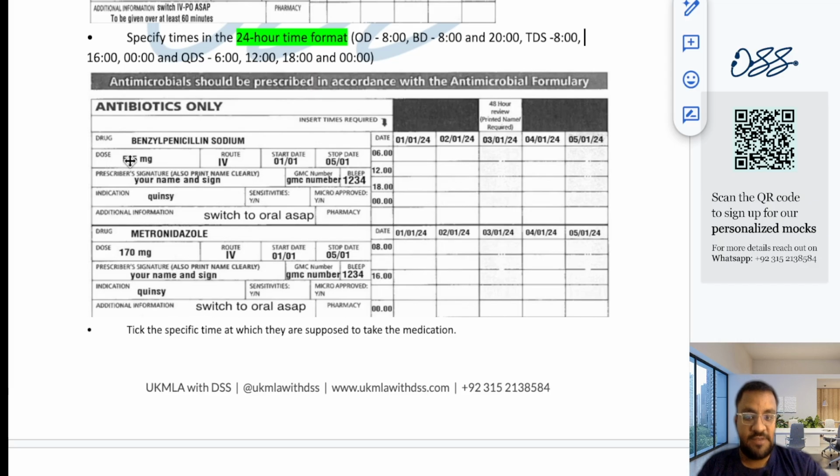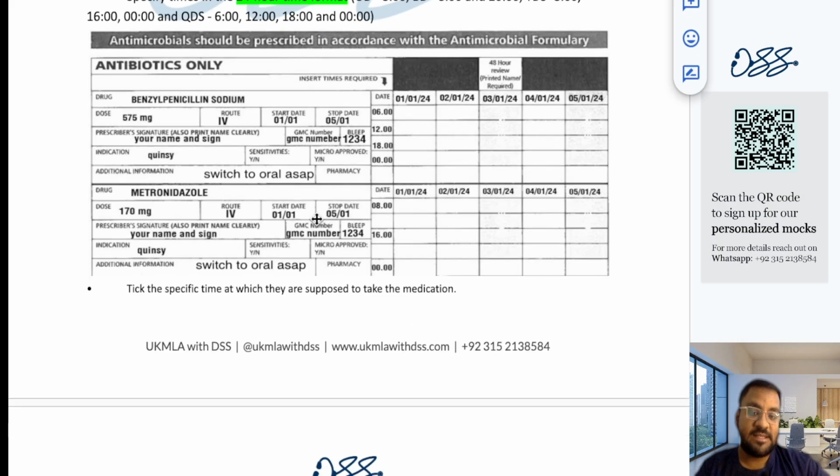You need to take care of the dose, you need to take care of the abbreviation, you need to make sure that you are writing it in block letters. You need to make sure that you've written down the time, the date, and used the correct route, correct start date, correct end date. You have mentioned your GMC number, your bleep number as well, and then you have written your name and signed it over here. You have mentioned the indication, and you have mentioned to switch to oral as soon as possible if you're prescribing an IV antibiotic. All of these things are really, really important, and there's a lot to do.